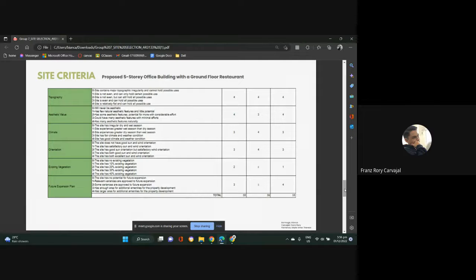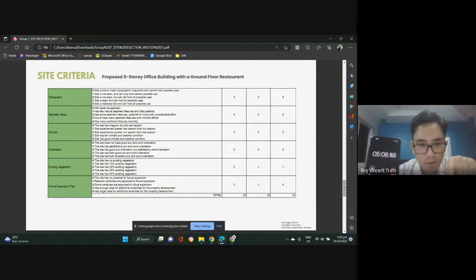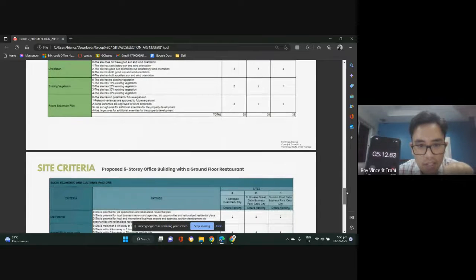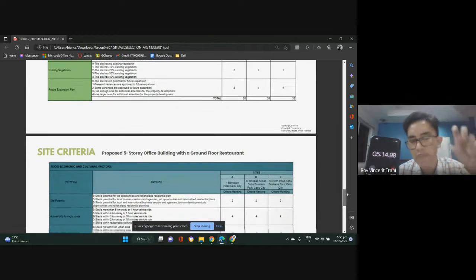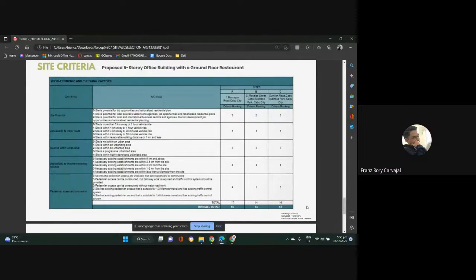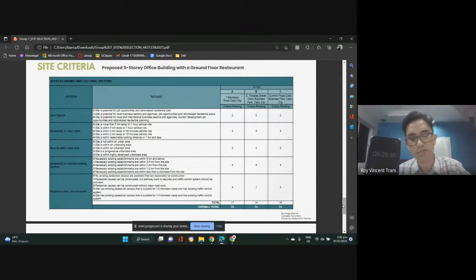Yes, sir. We combine both, sir. Combine both. So site A is 38 or site B is 39, plus the total of the physical factors plus the total of the socioeconomic factors equals your best selected site. Yes, sir. Okay. So I think maybe you can put that here on your last slide.